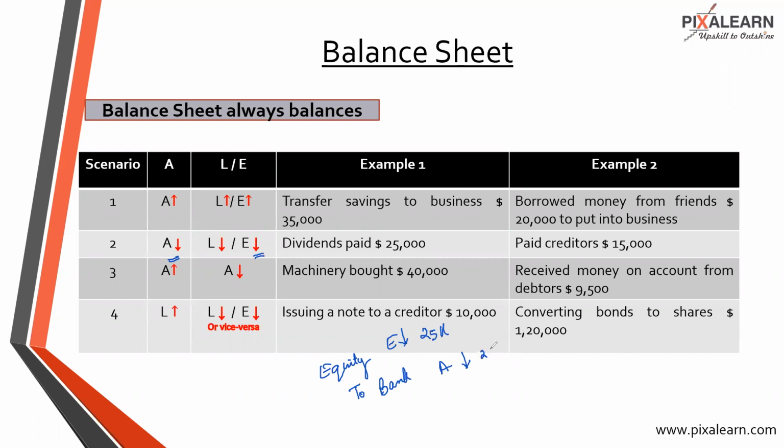By 25K, the balance sheet tallies. Or let's say I pay off my creditors. Who are the people from whom I have taken goods on credit? That means I took goods and I did not pay them. Now I'm paying them back.